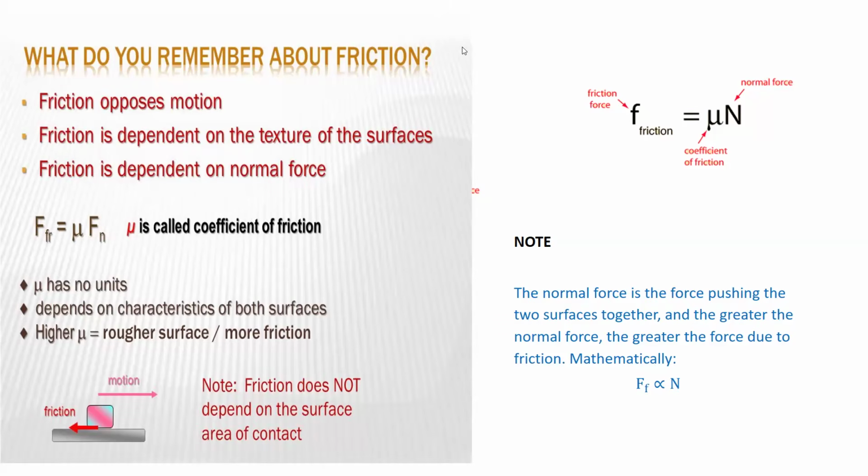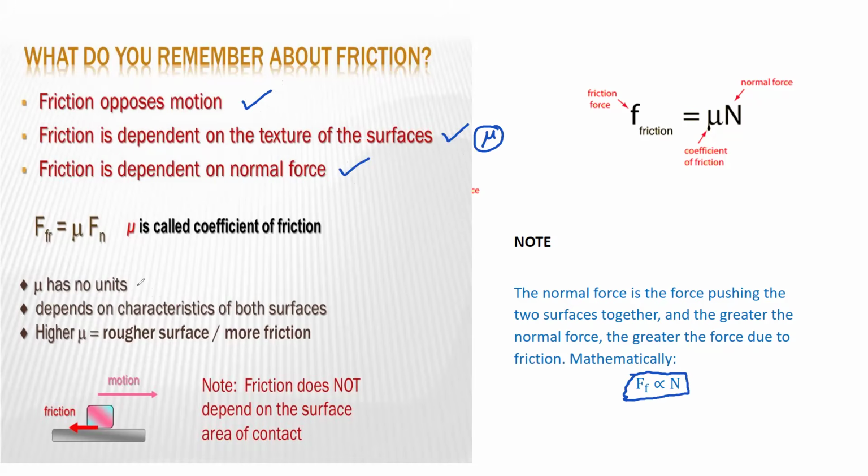All right. Now that that shouting has stopped, let's go to facts to remember. What do I need to remember? I need to remember that friction opposes motion. I need to remember that friction depends on the texture of the surfaces, which is just your coefficient of friction. I need to remember that friction is dependent on normal force. In fact, friction is directly proportional to the normal force.